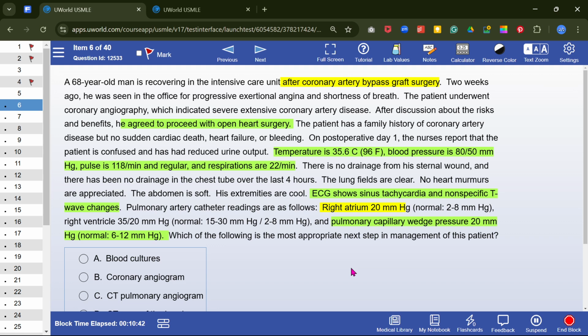Isn't it hypotension, tachycardia, tachypnea? ECG shows sinus, so either it is pulmonary embolism or it is cardiac tamponade. I think it's in between these two.